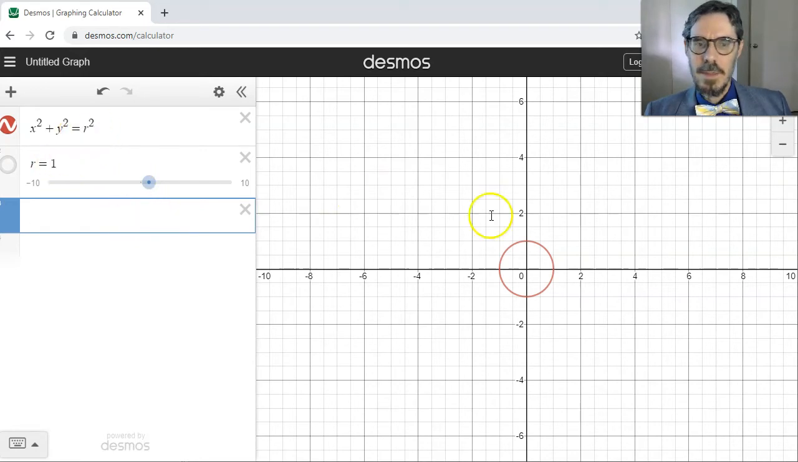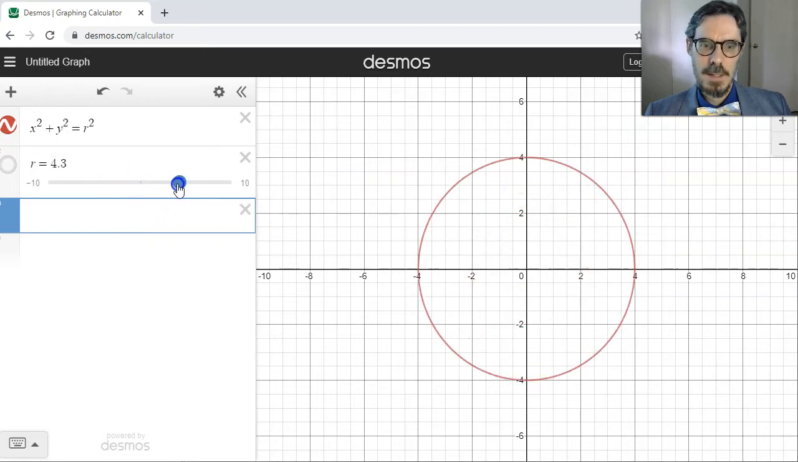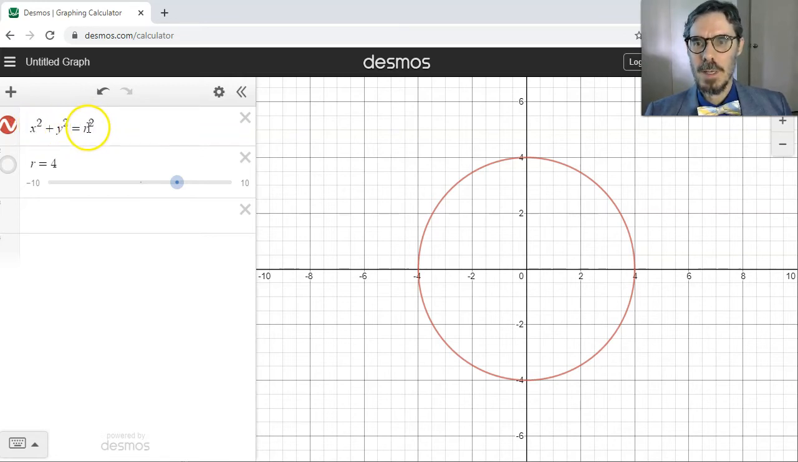So, this is a circle. I can change the radius like so. I set my radius to 4, then the radius of my circle drawn is 4. Notice the function has r squared. So if I'm writing this as a number, it would be x squared plus y squared equals 16, not 4. It's important to remember.